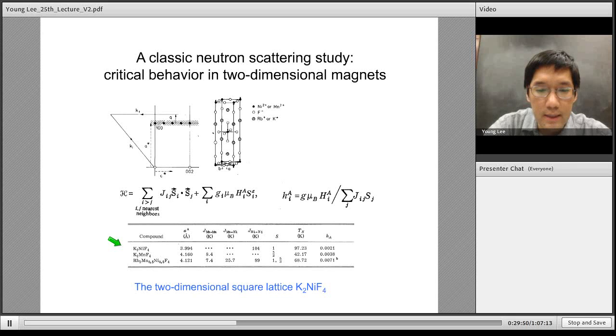You have J nearest neighbor in plane of 104 Kelvin, spin 1. This anisotropy ratio is very small, but it's not 0, so it's 0.002 roughly. And there is an ordering temperature, so this is where you have three-dimensional antiferromagnetism of about 97 Kelvin. Okay, so that's the basics for the energy in the spin Hamiltonian.